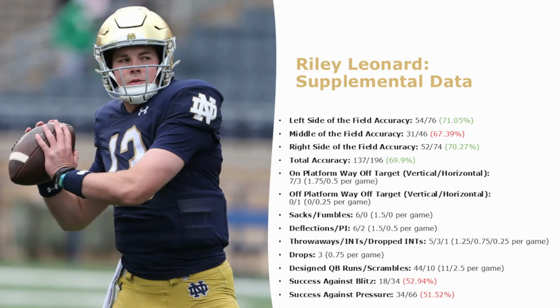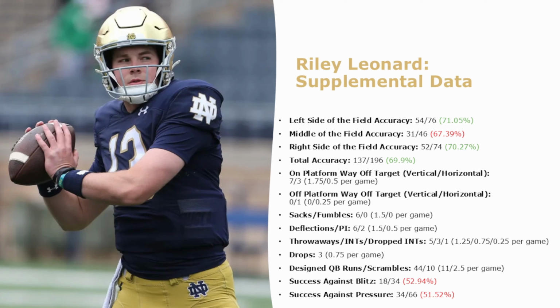For the totaled and supplemental data from his charted games, Leonard performed very well on the left and right sides of the field with a 71.05% score on the left and a 70.27% score on the right. He unfortunately had a very poor showing in the middle with a very bad 67.39%. Now the good thing is for his total accuracy score, there were very few attempts in the middle, so it didn't drag his score too far, and he ended up with a good 69.9% score in the total accuracy area.